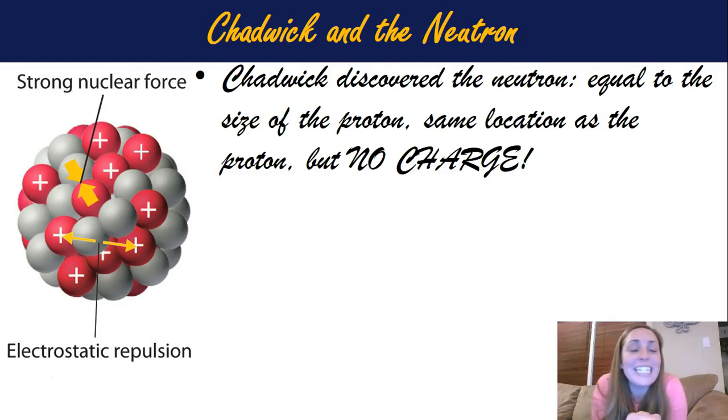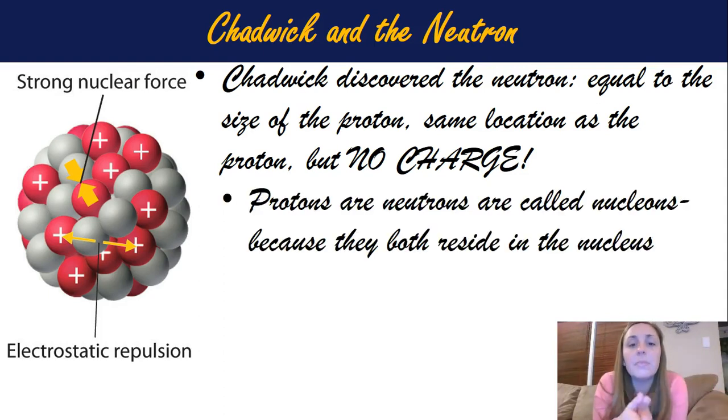So the neutron is the same size as the proton. It's a big subatomic particle. Remember, they're all still incredibly, incredibly small. It's the same location as the proton, but there's no charge. So that way it's able to kind of be that bouncer between those 2 positive protons. So if you have a positive proton and a positive proton, and then in between it is a neutral neutron, then those protons have some buffer space between them.